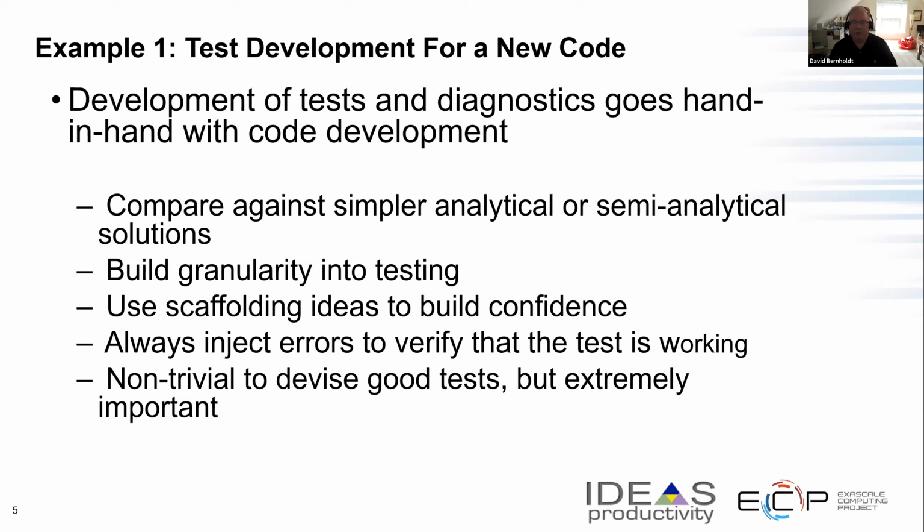For example, maybe there's an analytic case that you can test through the code. Or maybe there are constructed, very artificial kinds of solutions, but they can test different aspects. You may not be able to test everything with a single test, right? As we've discussed, you want to build different granularities into the testing. So unit tests are good, but also higher level tests as you start hooking things together. We'll talk in the next few slides about some ideas of scaffolding to help build confidence.